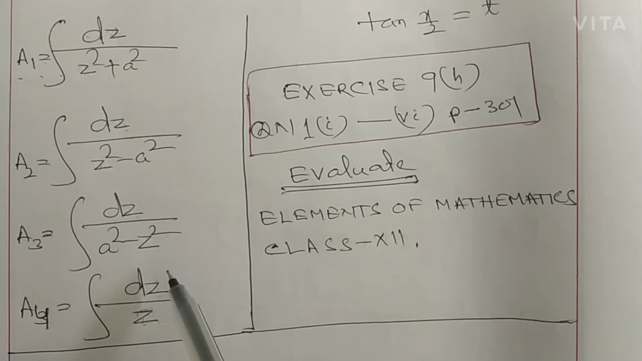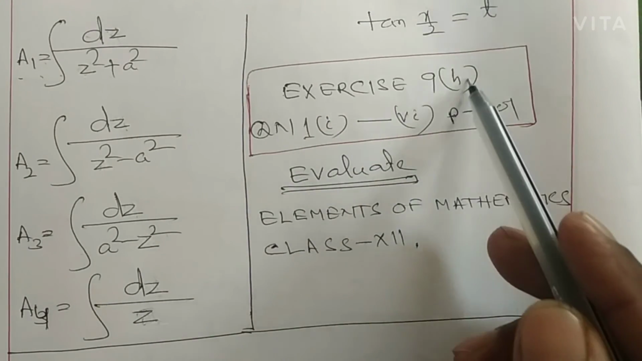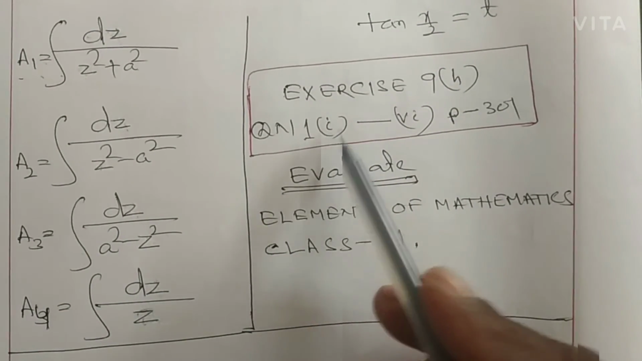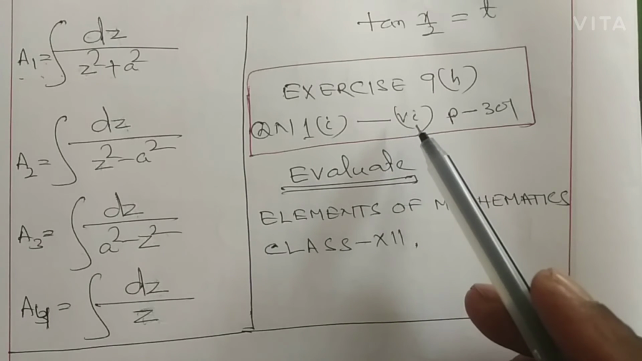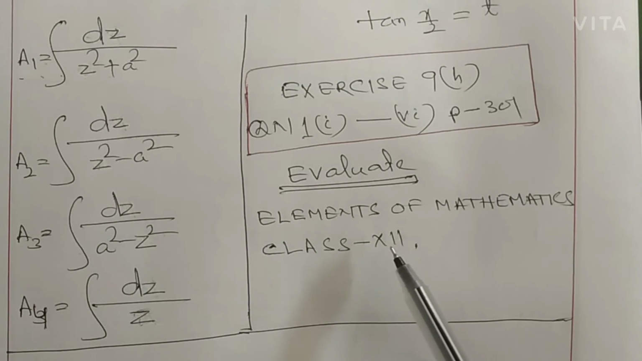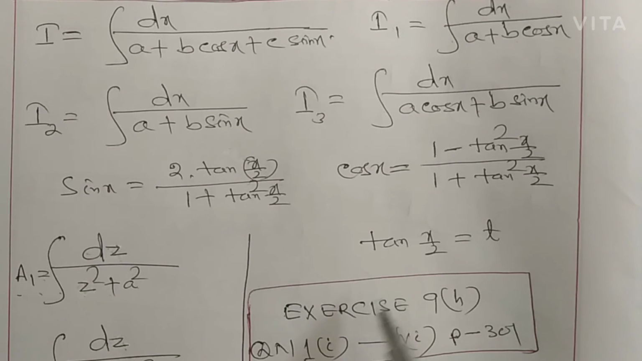So exercise 9H, question number 1, first bit to VI may be evaluated by the technique which we have discussed in this video. In the next video, we will discuss the next problem of the same subject.